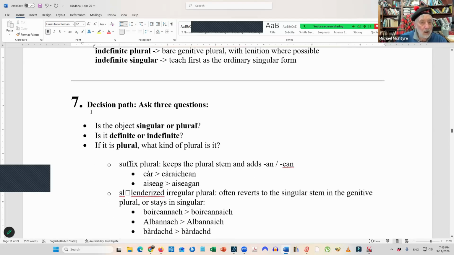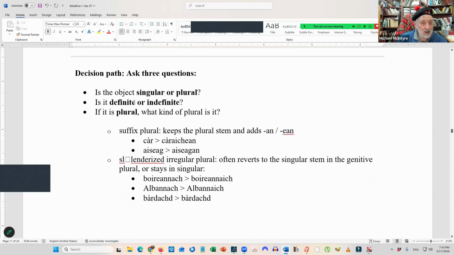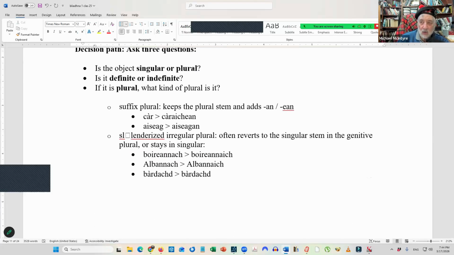Here I have a reiteration of the decision path. Is the object singular or plural? Is it definite or indefinite? If it's plural, what kind of plural is it? And then we'll have some exercises. I'll come back to those in just a second.